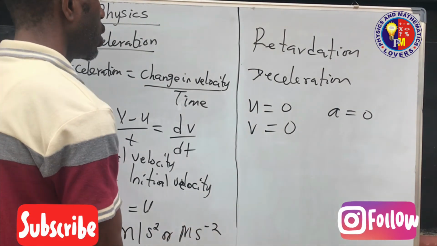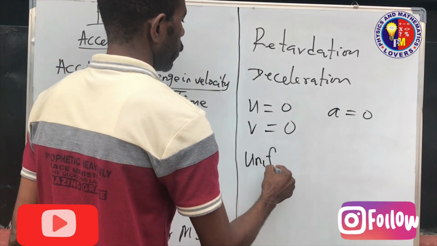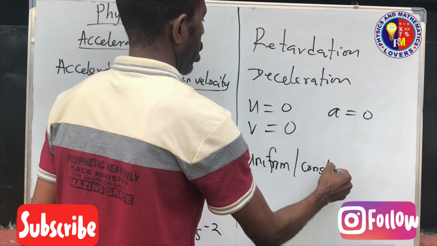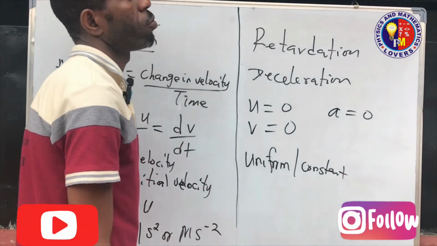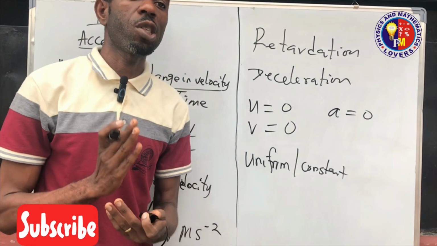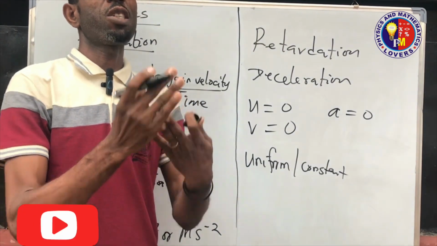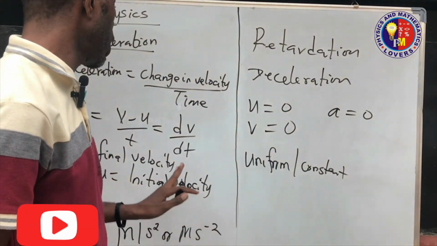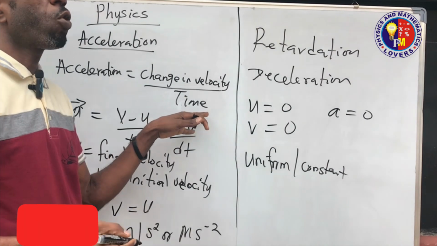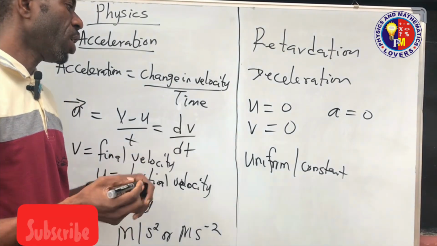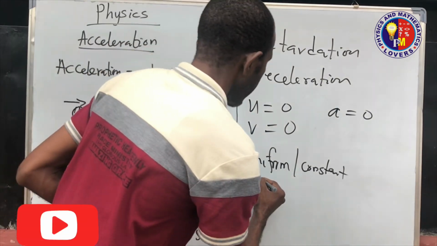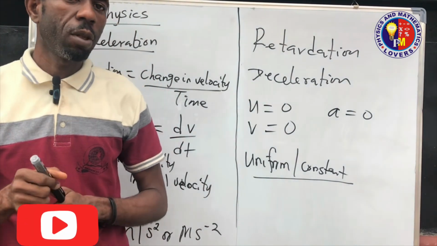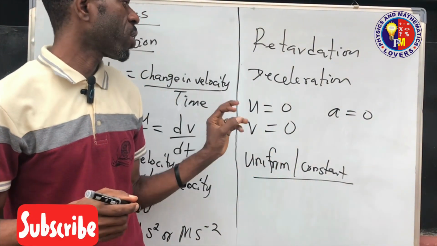Now, we also have what is called uniform acceleration, just as we have it in speed, or constant acceleration. This talks about when the rate of change of velocity is always constant. That means change of velocity with time is always the same at any given interval. So we call that a constant or uniform acceleration. So this is what we have to know about acceleration.